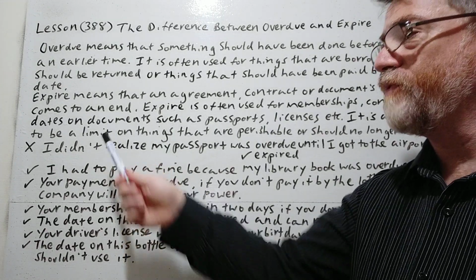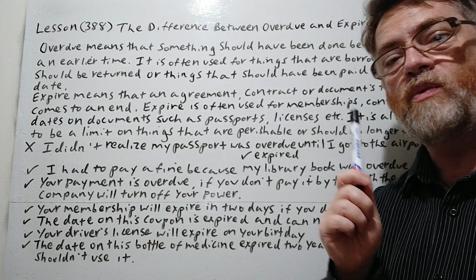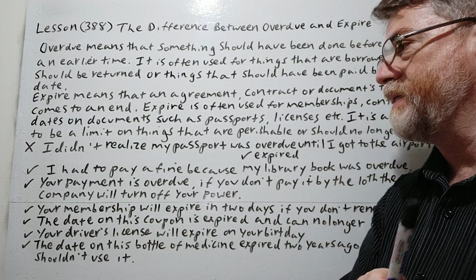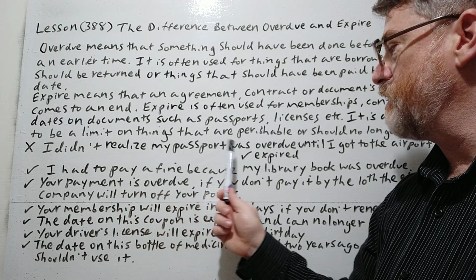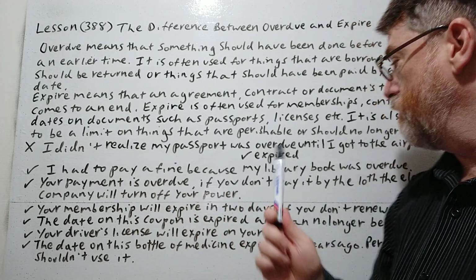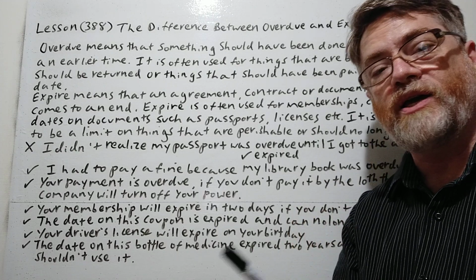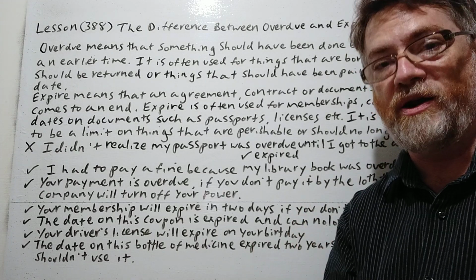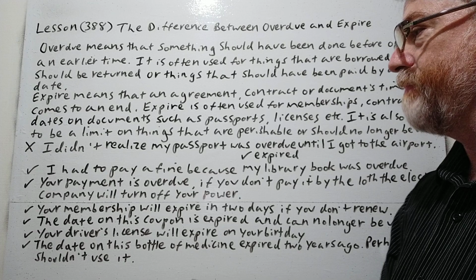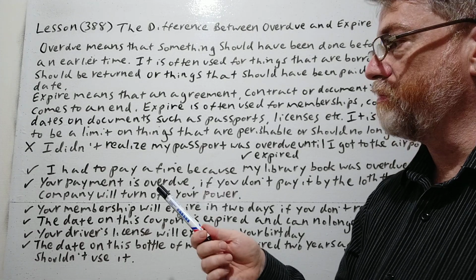All right, let's look at the first one here with the X. This is one where a student is likely to make a mistake. I didn't realize my passport was overdue until I got to the airport. No, that's a document. We use expire, not overdue. Okay, good. All right, next one here.